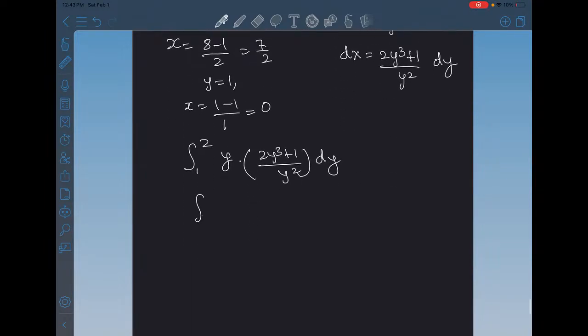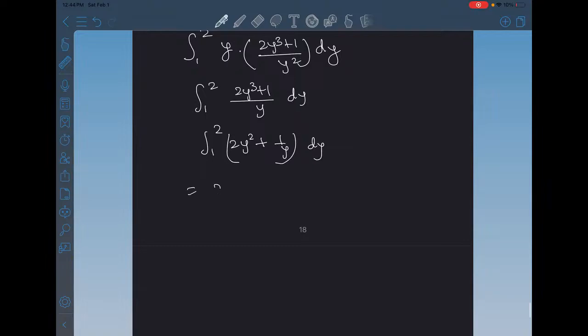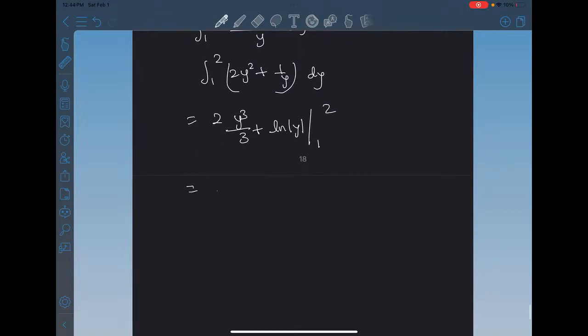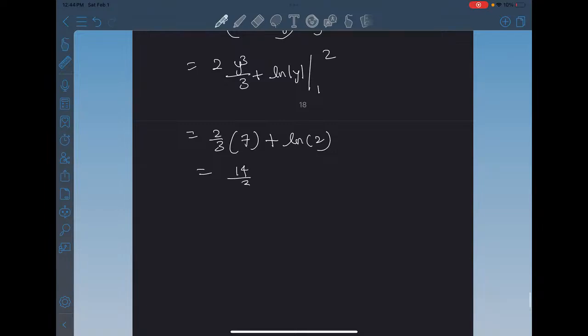So now this becomes the integral from 1 to 2 of 2y cube plus 1 by y, dy. So this becomes the integral from 1 to 2 of 2y square plus 1 by y, dy, and then this becomes 2 times y cubed by 3 plus ln of y from 1 to 2. Now this becomes 2 by 3 times 2 cube minus 1 cube, which is 7, plus ln of 2 minus ln of 1, which is just ln of 2. So that's 14 by 3 plus ln of 2.